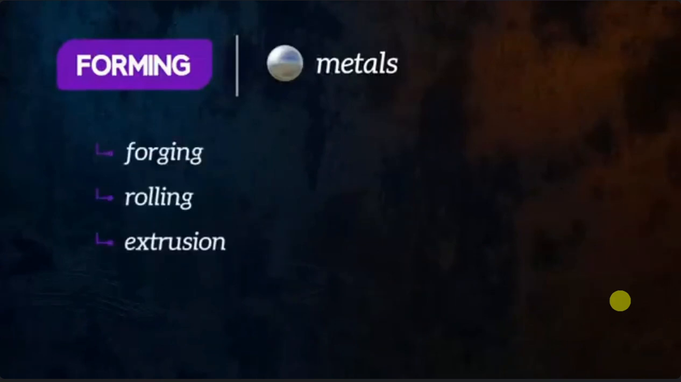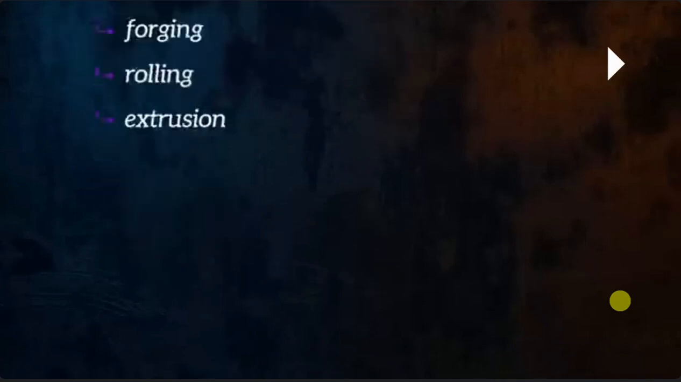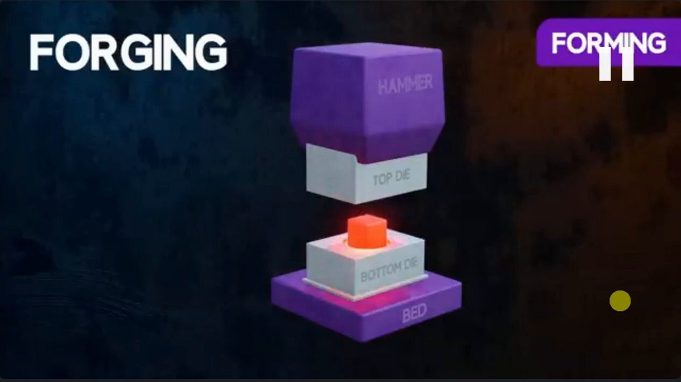So here we are talking about the types of forming process. Different types of forming process are forging, rolling, and extrusion. You know what forging is, right? We heat the material above the recrystallization temperature, then put it in a die and apply force on it. Therefore, it will take up the deformation.